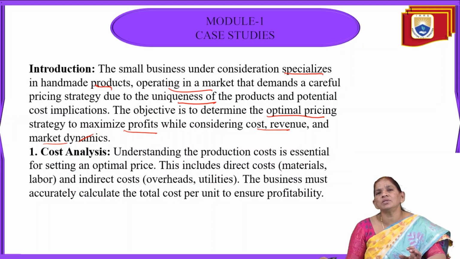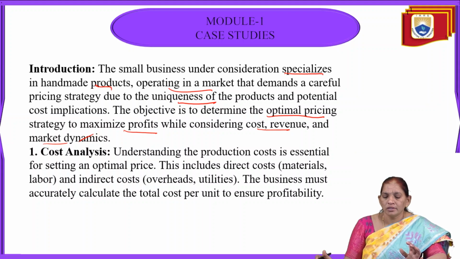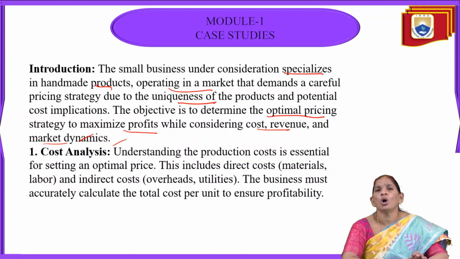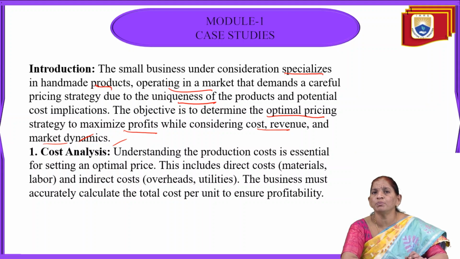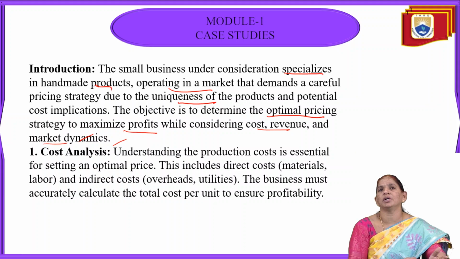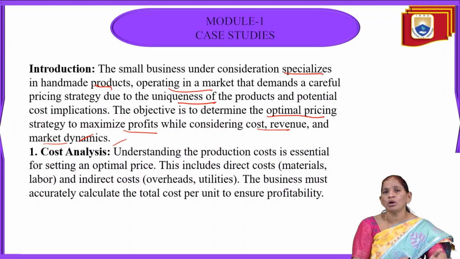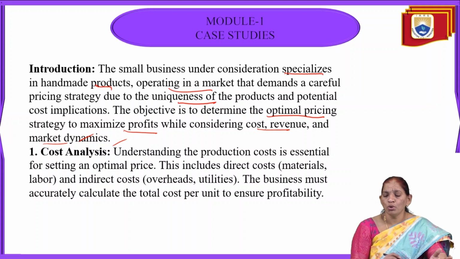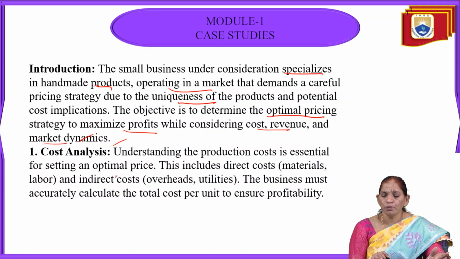With this we give a brief analysis of the cost. To understand the production cost is essential for an optimum price. When I want to fix a minimum price, the internal cost should be known. Without knowing the cost, we cannot give the price of the product. Why? Because above the cost only will we charge some rate of profit and give it to the market. If that cost is not known to us, automatically we cannot offer it in the market.